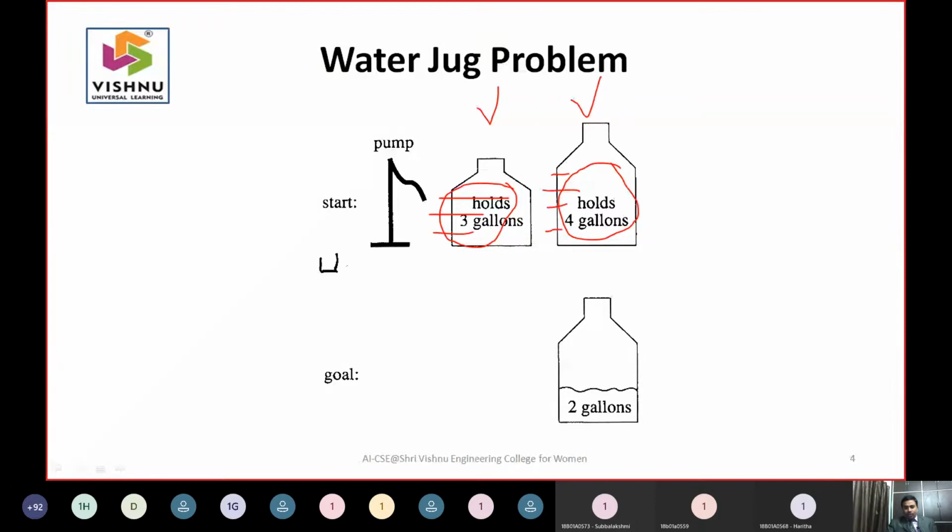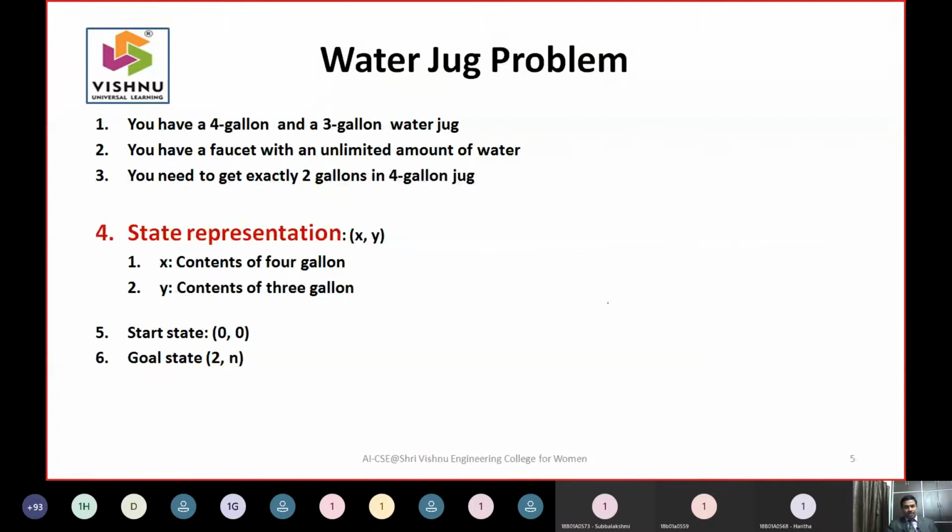So the target is, how do you get 2 gallons in this 4 gallon jug? This is the target. And then we addressed the problem yesterday like this: when you try to represent the problem in terms of a production system, the first thing you need to do is identify the starting state and identify the goal state. Then you need to represent the problem in terms of state space representation.